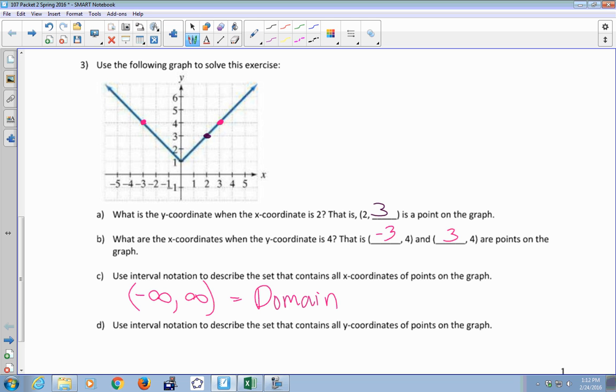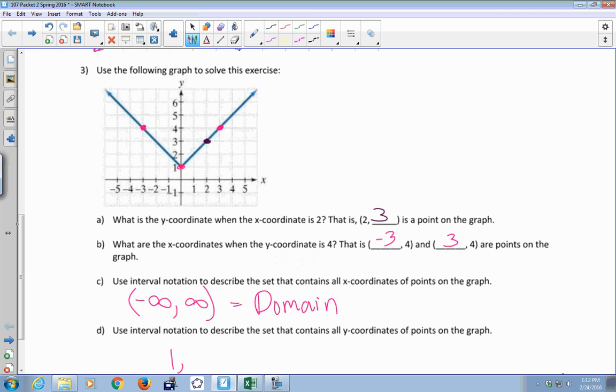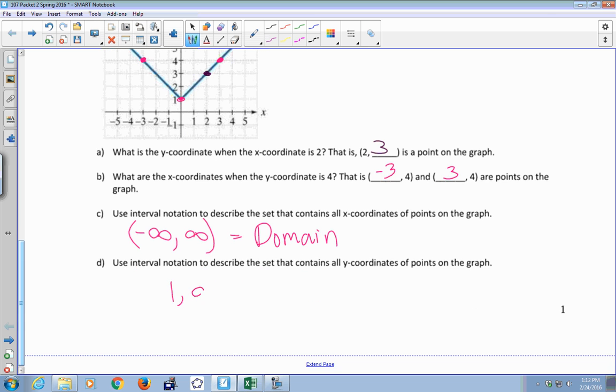1. Yeah, y coordinates are up and down, right? So the very smallest y coordinate is 1 here, so I'm going to start with 1. And what's the biggest y coordinate? Infinity, because those arrows point up forever. So I have 1 comma infinity. Never include infinities. Should I include the 1? Yes, because that point is actually on the graph. So 1 is a y coordinate on the graph.